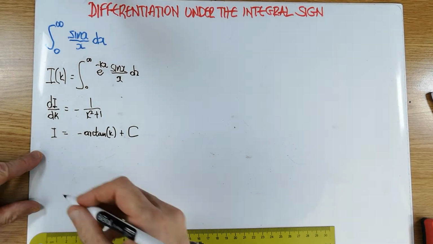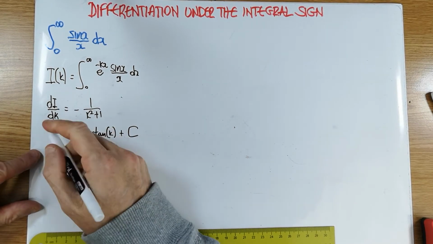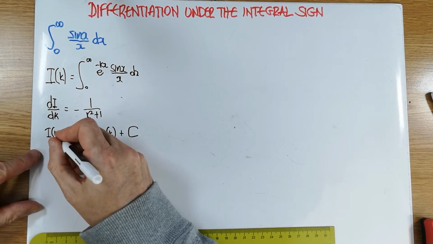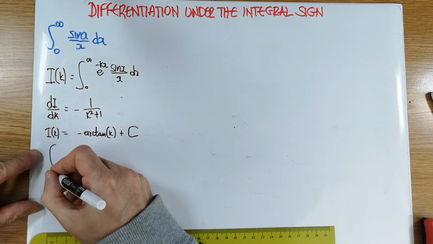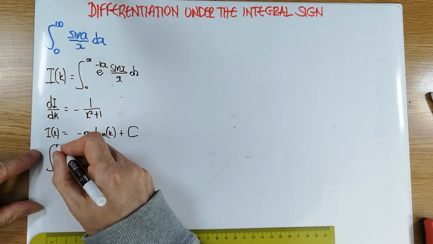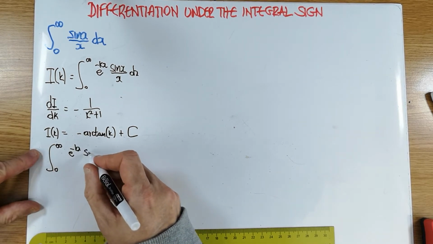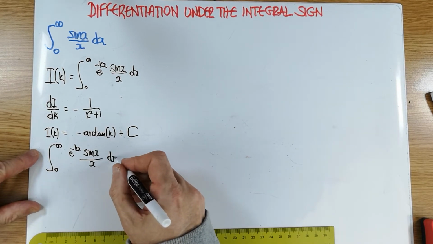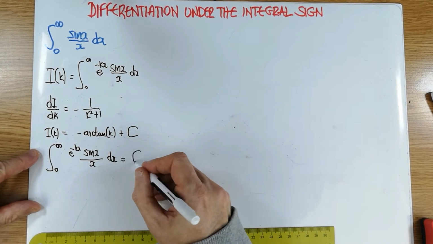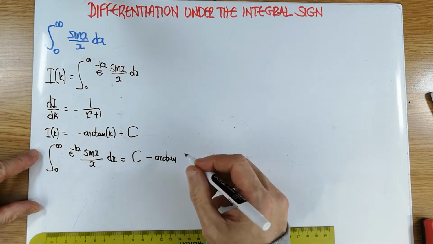Okay, so let's see what this means. I of k is equal to that. And what's I of k? This. So let's write it in its full glory: the integral of e to the minus kx sine x over x dx is equal to a constant minus the arctan of k.